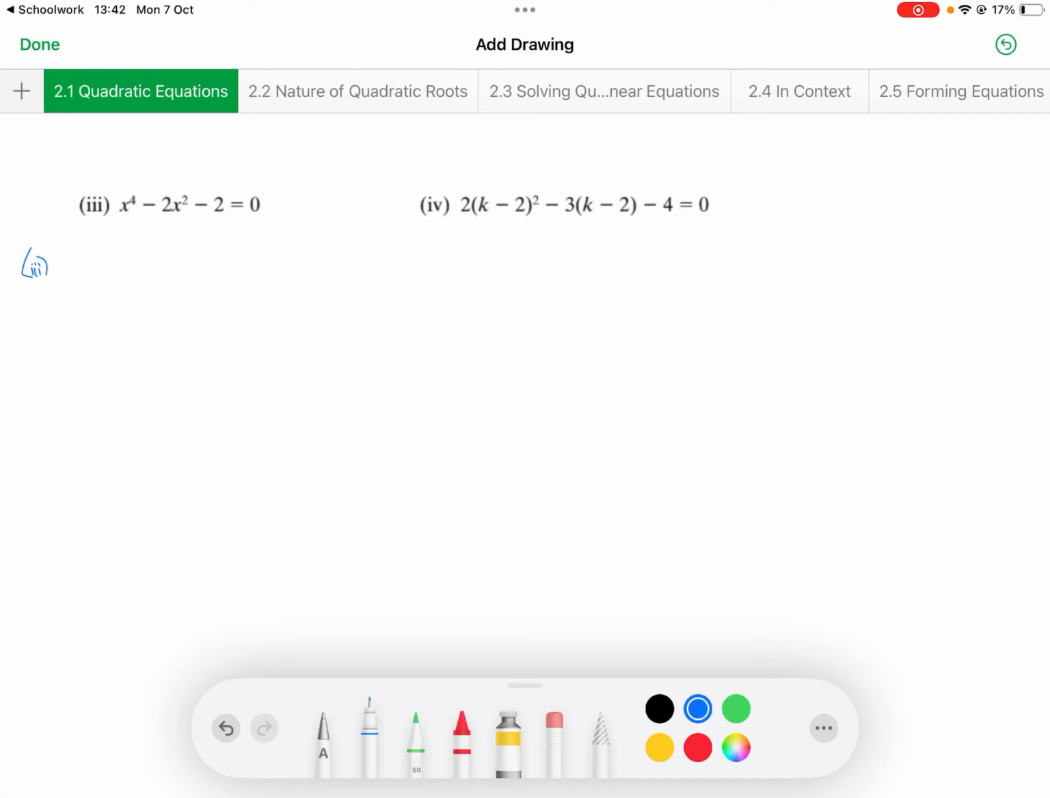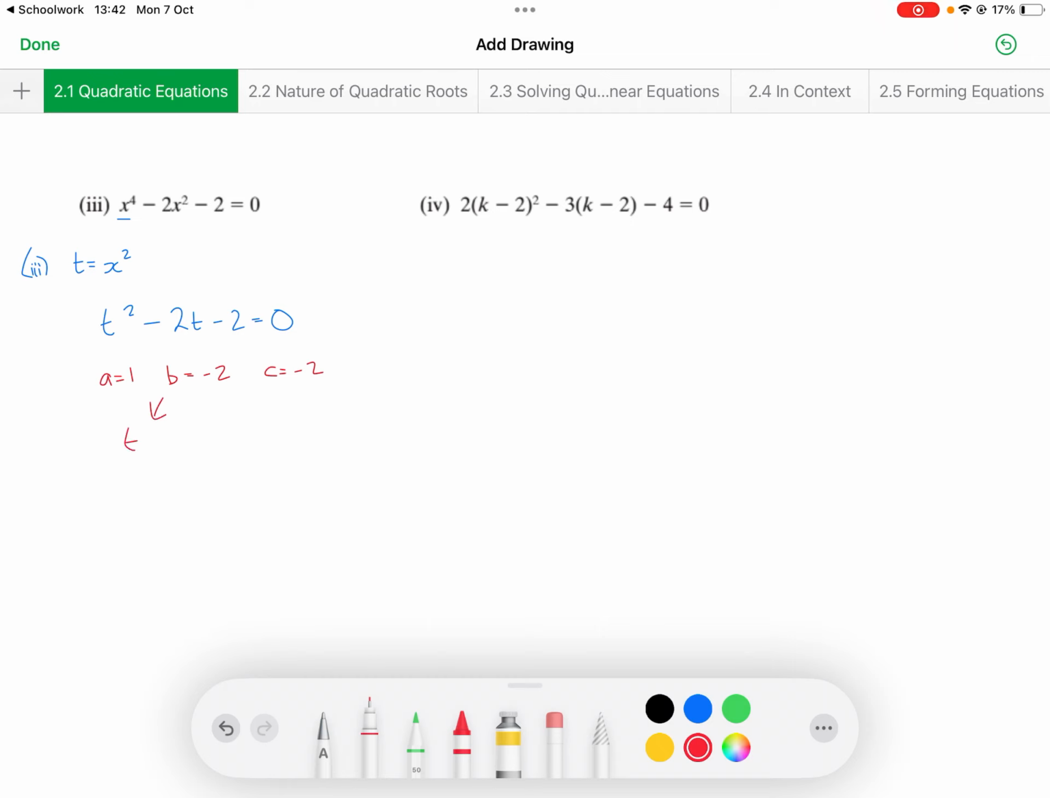So for question 5A part 3, I'm going to use the same substitution as before. I'm going to say that t is equal to x squared. So if I rewrite x to the power 4, it's like x squared, all squared, so that's like t squared, take away 2t minus 2 equals 0. I'm not going to do it out, but using your minus b formula, a is 1, b is minus 2, and c is minus 2.